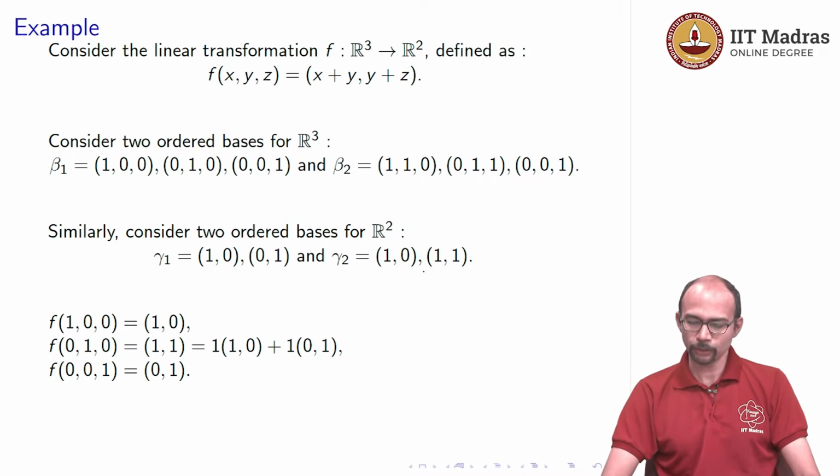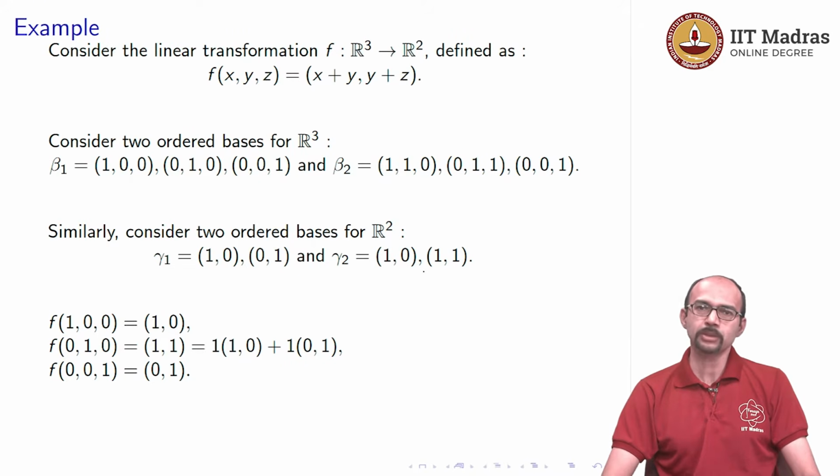So, let us express the standard ordered basis for R3 in terms of the standard ordered basis for R2 after applying f. So, if you apply f to 1 0 0, you get 1 plus 0 comma 0 plus 0. So, that gives you 1 0. If you apply f to 0 1 0, you get 0 plus 1 and 1 plus 0, which is 1 1, and then you write it in terms of the standard basis, which is 1 times 1 0 plus 1 times 0 1, and then if you apply f to 0 0 1, you get 0 plus 0 and 0 plus 1, which is 0 1, and that is just 1 times the second vector in the standard ordered basis.